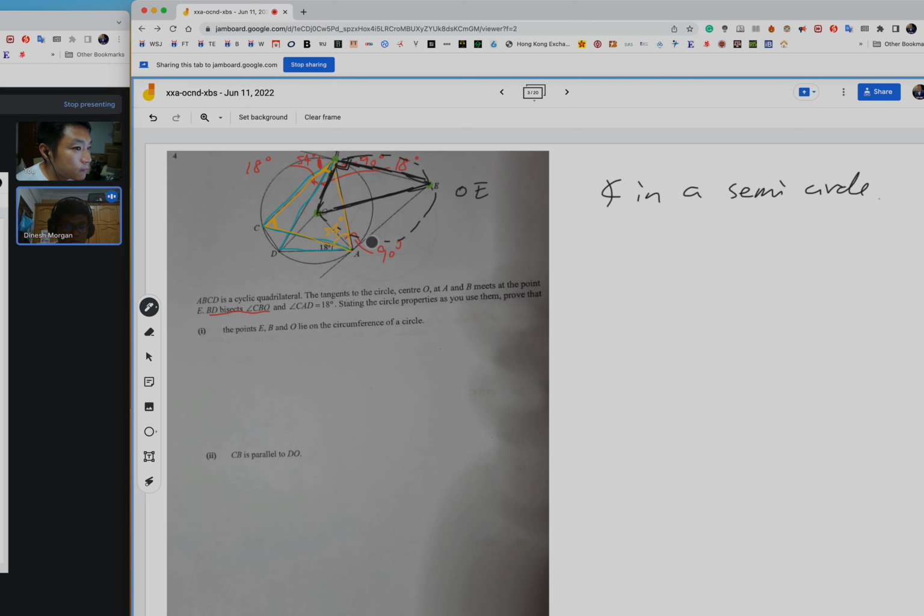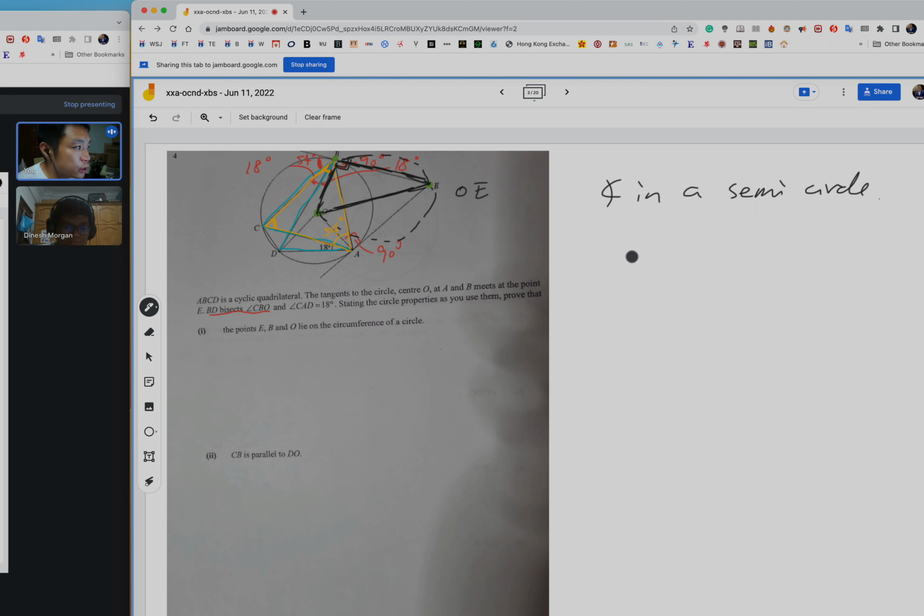Does it make sense? What I'm trying to tell you is, you don't know which angle will help you to solve your question, but it's good that you try to write down the angles that you can find out. You try to label the angles as much as possible.